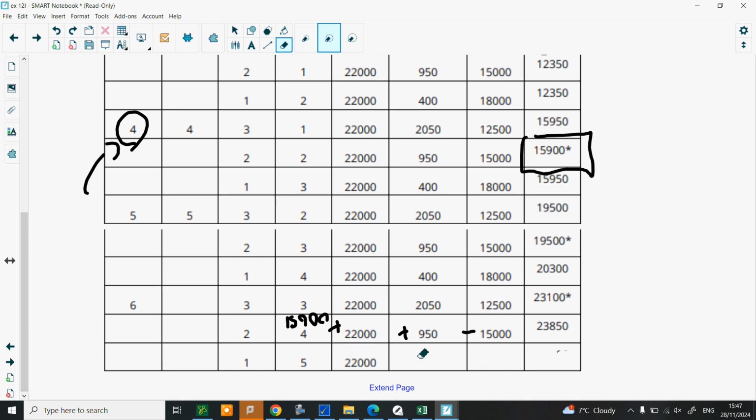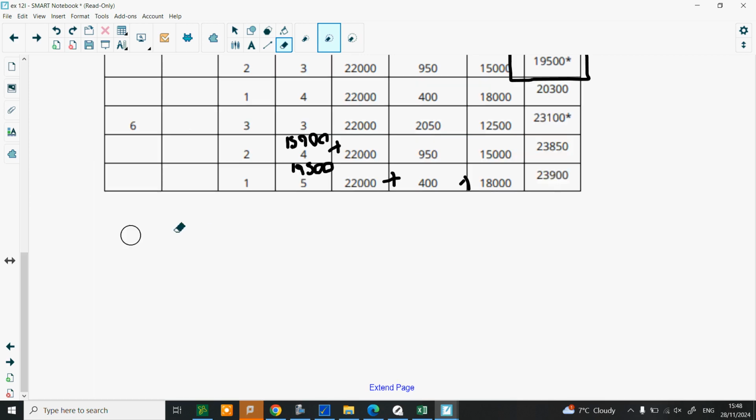Finally, 1 year left. Sorry, we do a 1-5. Keep it for 1 year, 5 years remaining. Keep it for 1 year, you're talking €400 maintenance. You're talking a resale value of 18,000. And then finally, we're just done. You add them together. You're looking for the least expensive 5-year deal, which is 19,500. Add them together, take away the 18,000, and you get 23,900. Oh God, guys, that's awful.